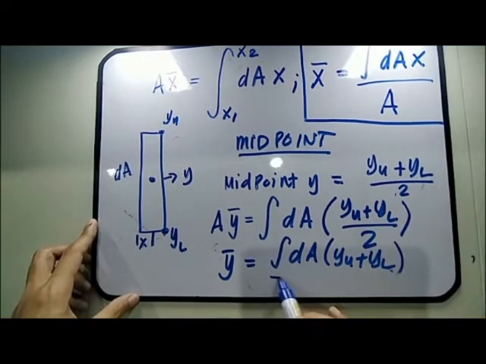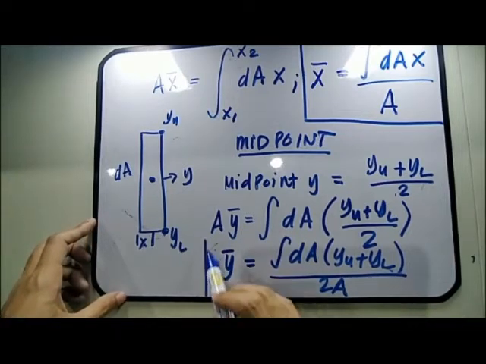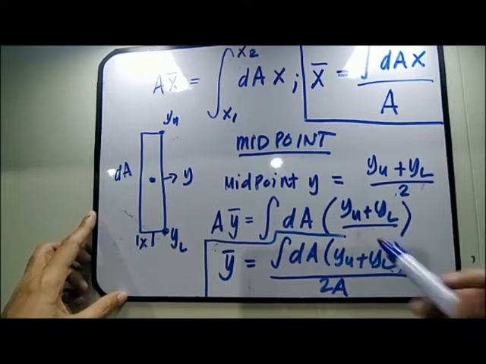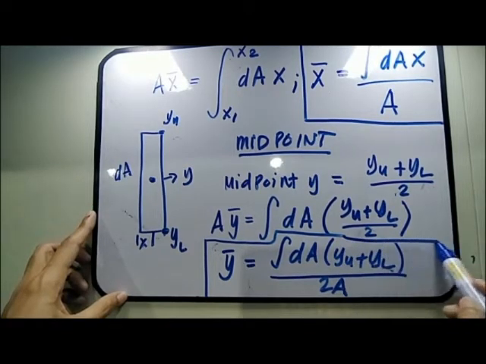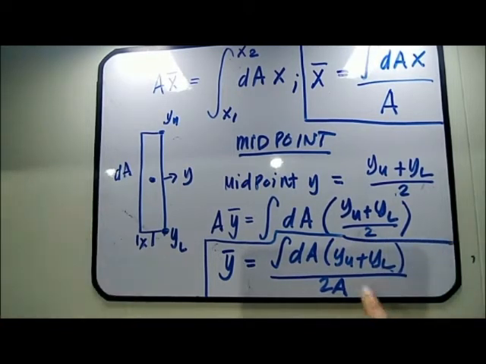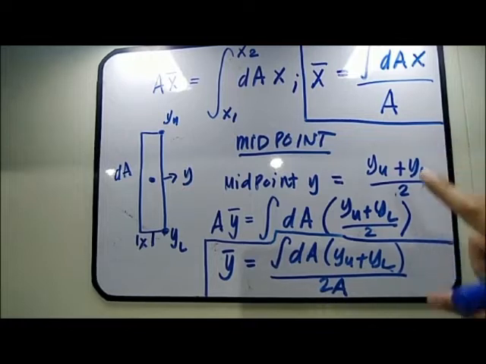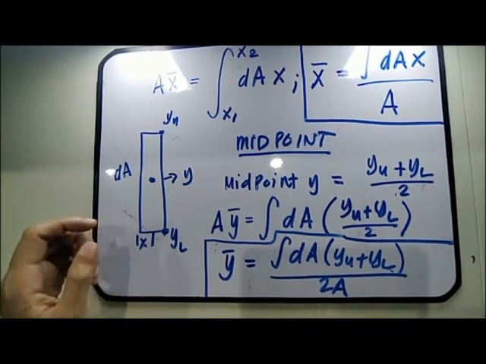So, to further simplify, we have here y bar is just equal to the integral of differential of a times the quantity y upper plus y lower all over 2a. So, this is our formulas. So, na-derive natin guys yung mga formulas using simple and basic, yung mga fundamental concepts.